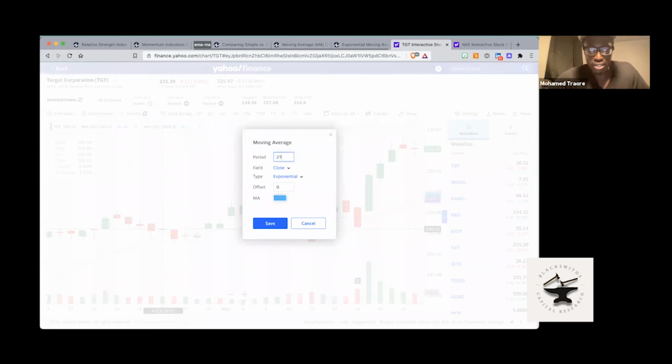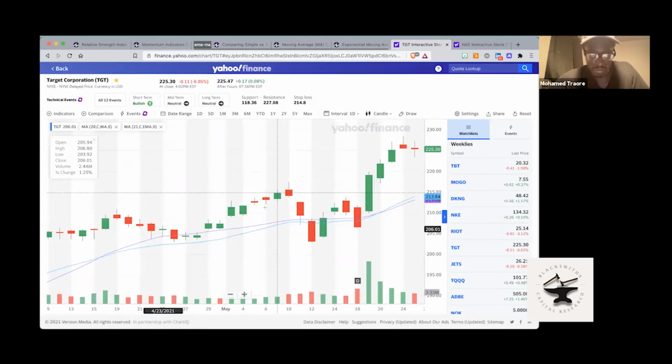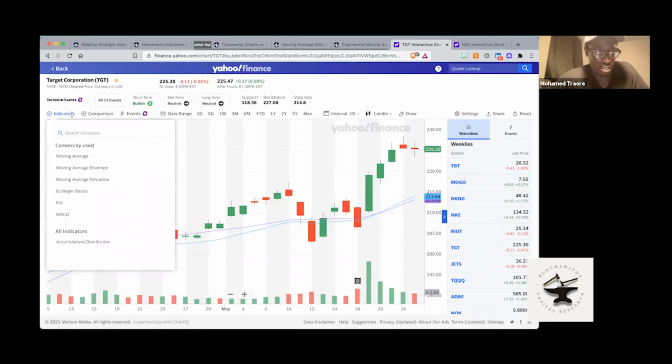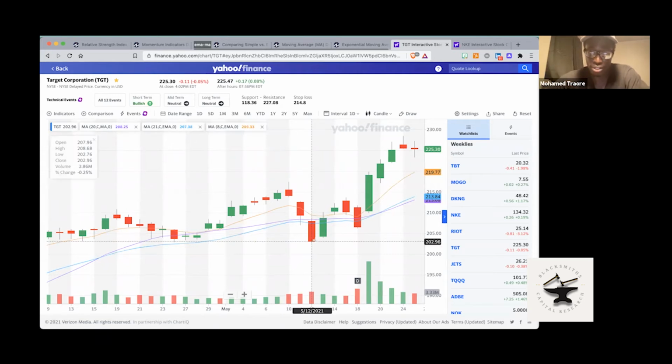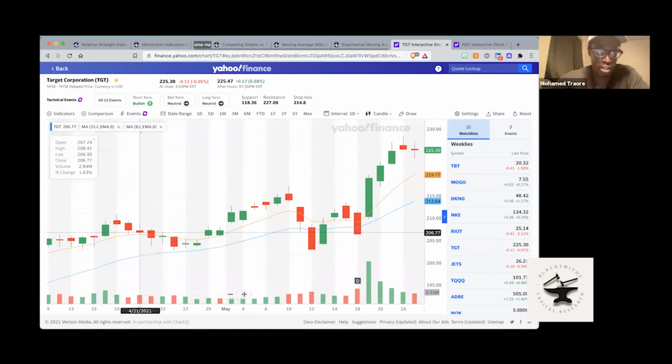So I'm going to change this to a 21-day exponential moving average real quick just to show something. So a common pair that people like to use, day traders like to use, not saying you should be a day trader by any means, just giving you this information so you have it. So they like to use the 8-day exponential moving average and the 21-day exponential moving average as two of their main lines to look at when looking for support and resistance.